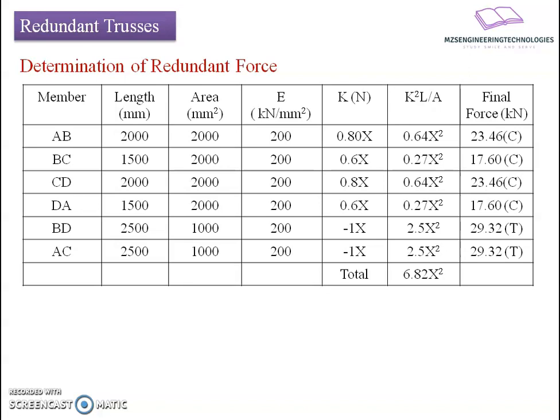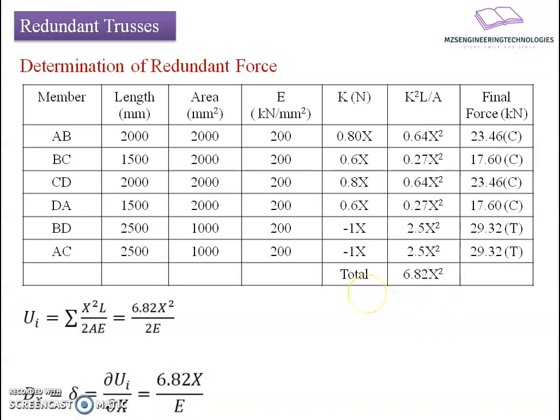And finally what I require is the summation of this K square L upon AE. So I will take the summation of the individual products for the individual members, and the value comes to be 6.82 X square. After knowing this, we can find the strain energy component. The strain energy stored under the redundant force is nothing but 6.82 X square upon 2E. Why have I not written AE? Because I have taken A in the calculation part itself. So it comes to be 6.82 X square upon 2E.